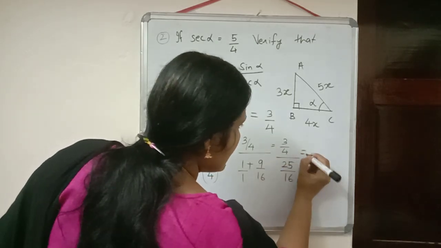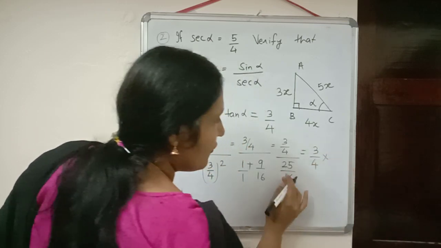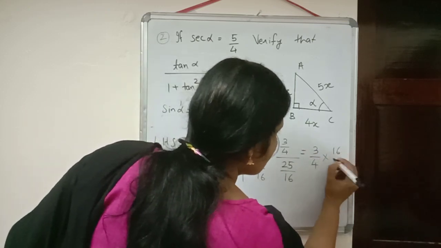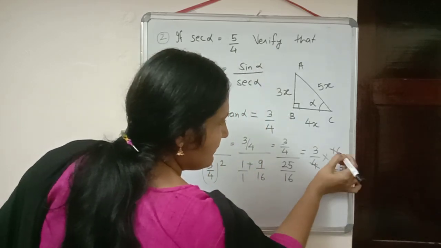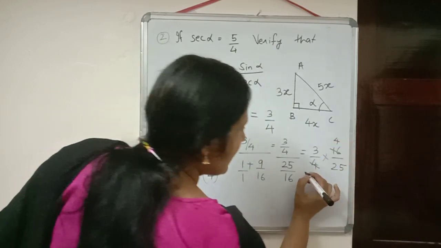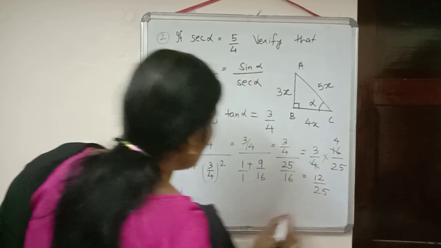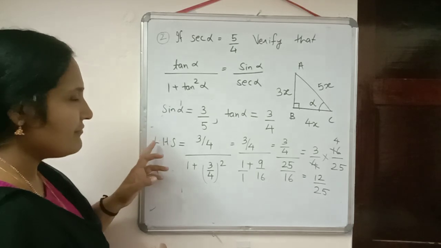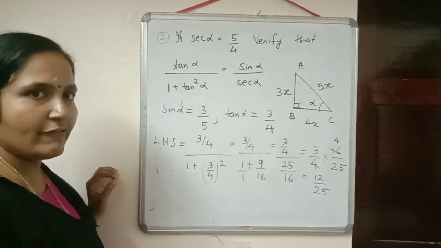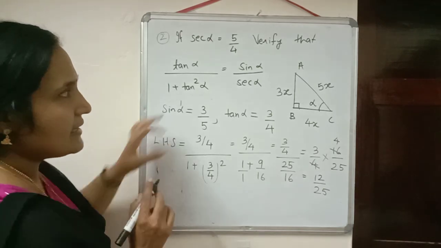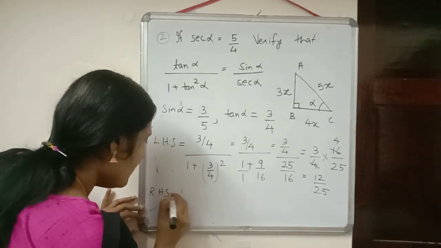Now we will change the division into multiplication. It will come 3 by 4 into 16 by 25. 4 and 16 we can cancel. So our answer will come 3 4s are 12 by 25. So after simplification of left hand side we are getting it is equal to 12 by 25. Now we can check whether right hand side is also equal to 12 by 25 or not.